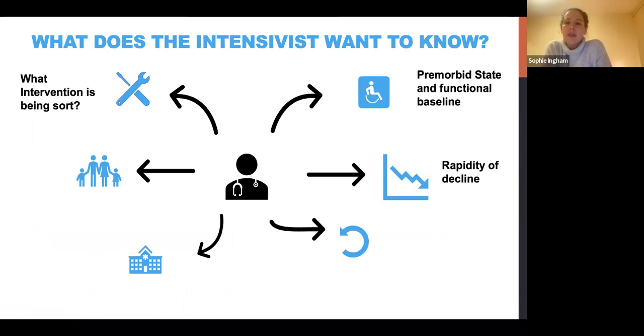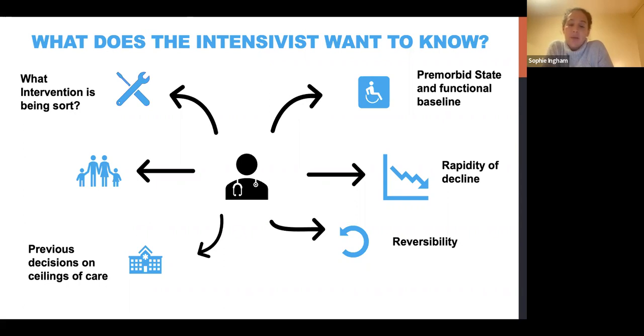Patient's baseline. The rapidity of decline is also important. You know, if it's been a slow, gradual decline, perhaps this is moving towards the end of the patient's life. However, if it's a rapid decline, it may well potentially be something that you can do something about and intervene. Whether it's reversible. Previous decisions on ceilings of care, so whether the DNA are in place, whether there's an emergency healthcare plan. And the thing that we always forget to mention, even though it's really obvious, is the patient's and the family's wishes, okay? And some patients do have really strong wishes on whether they would or would not like to go to intensive care.